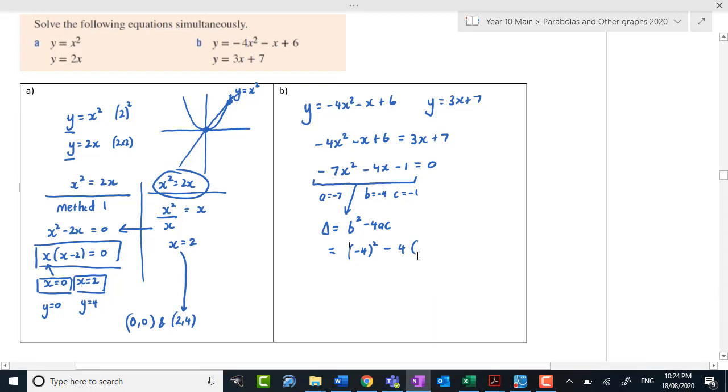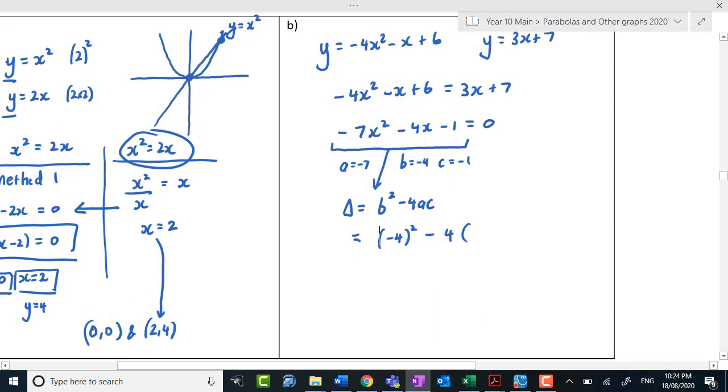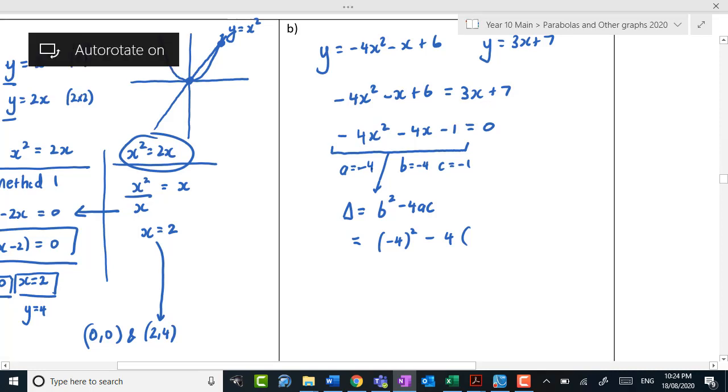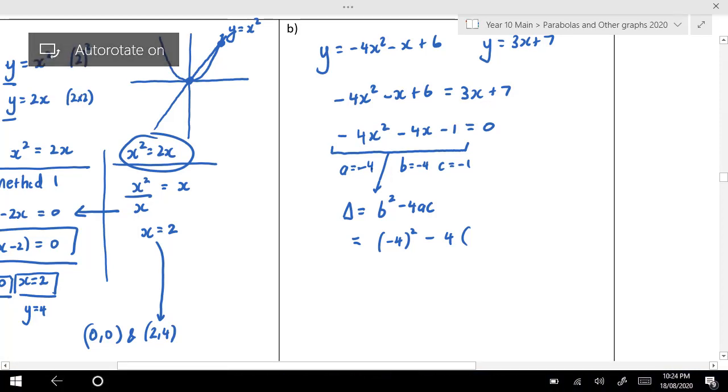All right, I can see what I've done wrong there for a second. I don't know how minus 4x squared became minus 7. So let me just change that up. That's minus 4. Let's try that again. A is negative 4. I was looking at it and saying, well, something didn't add up there. B squared is minus 4 squared. Minus 4 times A is minus 4 times C, which is minus 1.